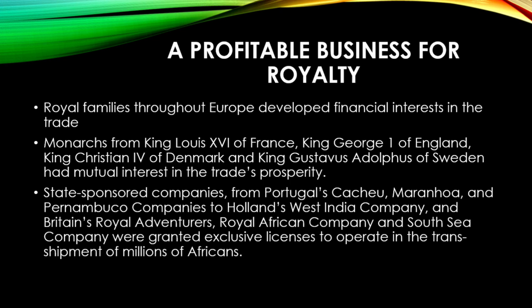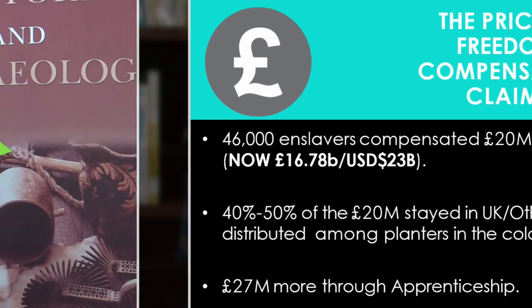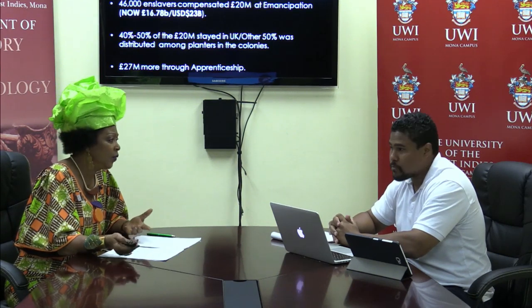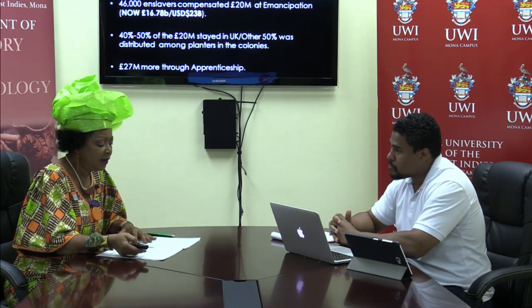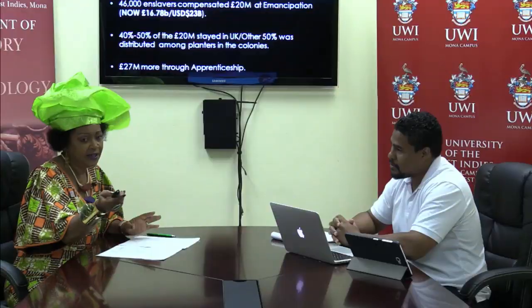And we know that it was a profitable business. The royal family was involved, still living off the riches. And you can see how Britain benefited. Britain earned 5 million per year from sugar during the peak of the industry. That was the main crop for many countries. Over a century alone, Britain made the equivalent of 500 million pounds at the time, equivalent to 2.5 trillion pounds today. So we have information. We know that they paid the planters, and it's not 20 million alone, because Professor Beckles has argued that if you think of the apprenticeship period, which was a scam, by the way, it was a negotiated price that added 27 million more.